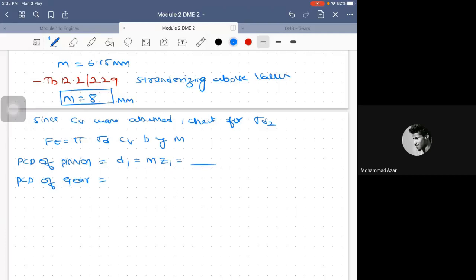So some of you, please try with 7. With what value are you trying? 7, sir. Good, good, good. So those trying with 8, please give me the values. D2 is equal to m times Z2. That is equal to. Next is the face width you need to calculate. The face width is b, which is 10 times the module. Okay, give me all these values, guys. Anyone? PCD of pinion D1, D2, and b.